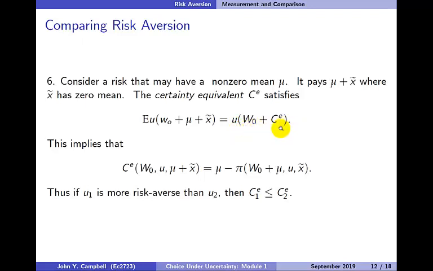Well, you can see the certainty equivalent is really just a minor variation on the risk premium. The certainty equivalent is in fact the mean of the risk minus the risk premium that you would pay to get rid of it, starting from W0 plus mu. And so the previous arguments imply that if person 1 is more risk averse than person 2, then the certainty equivalent of any risk is lower for person 1 than for person 2.